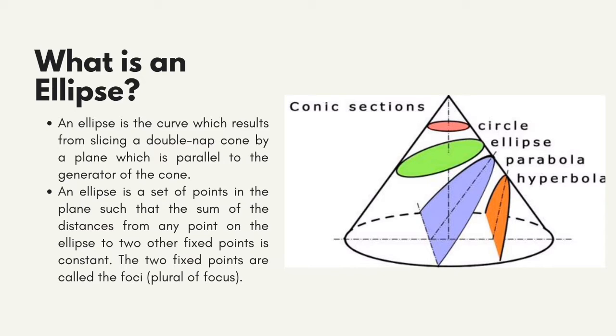However, in mathematics, an ellipse is a curve which results from slicing a double nap cone by a plane which is parallel to the generator of the cone. It is a set of points in the plane such that the sum of the distances from any point on the ellipse to two other fixed points remain the same, or is constant. The two fixed points are called the foci.